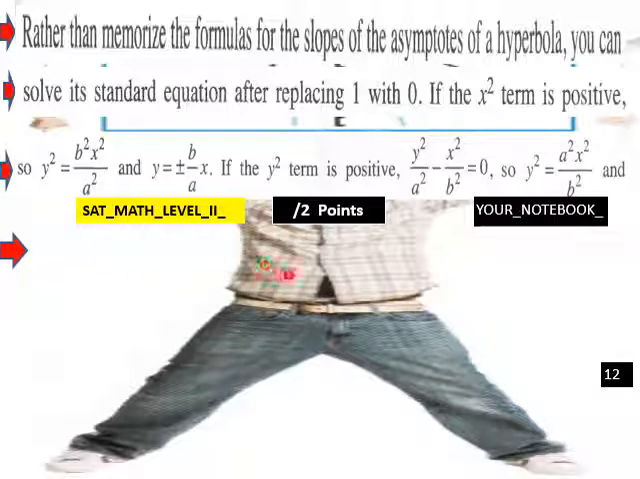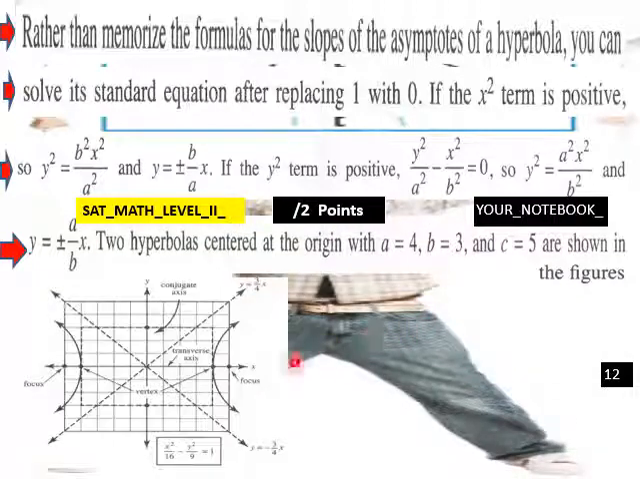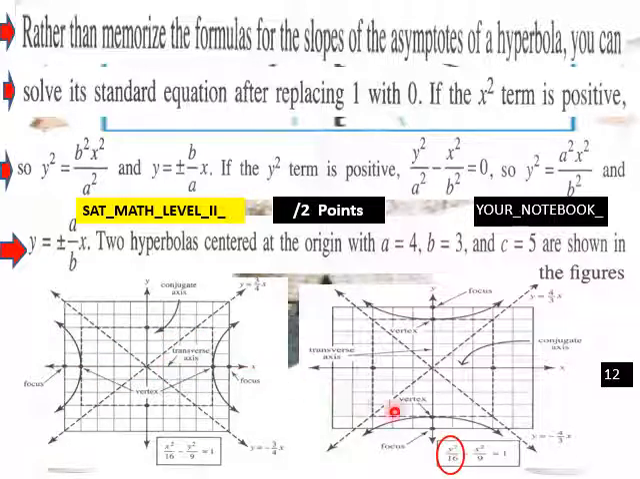Two hyperbolas centered at the origin with a equals 4, b equals 3, and c equals 5 are shown in these figures. Here we have a horizontal orientation, and here we have a vertical orientation because our 16 is underneath our y squared, and over here our 16 is underneath our x squared. Then we have a focus, our conjugate axis here, our vertex, and the slopes of our asymptotes.